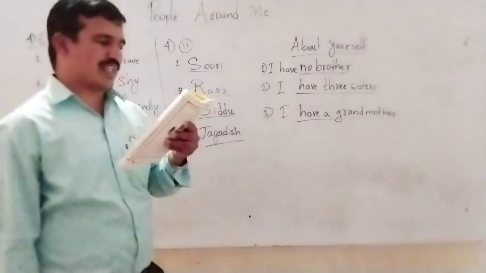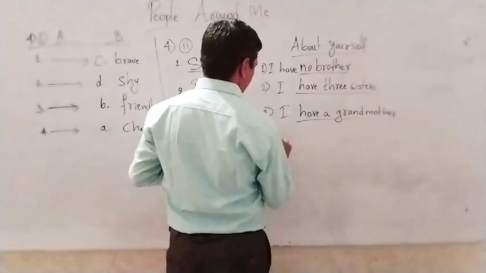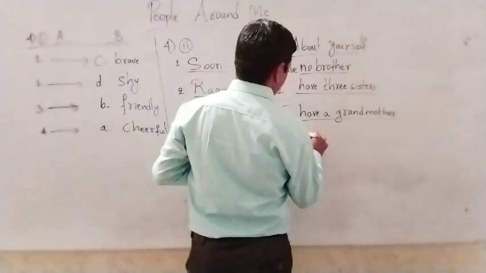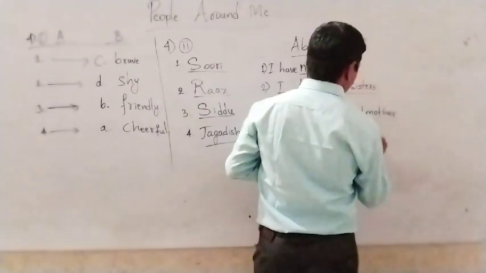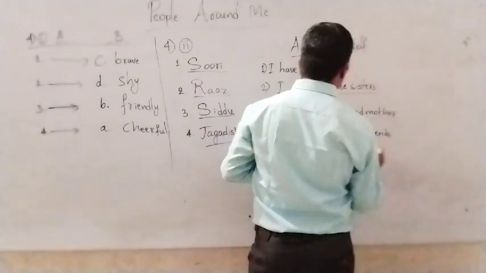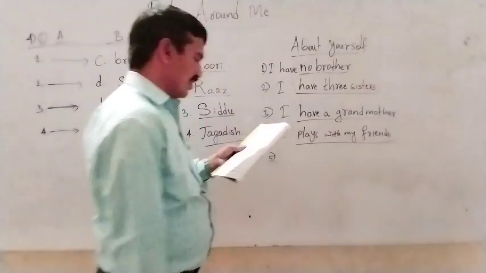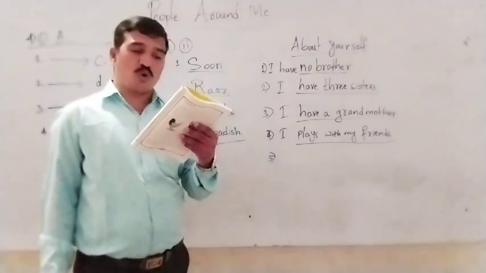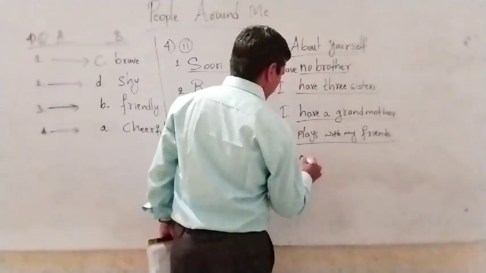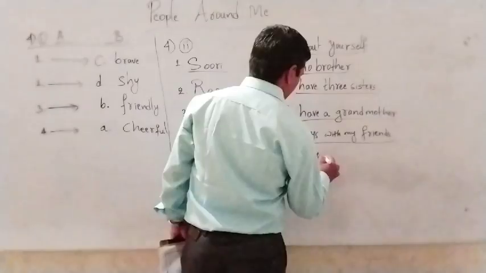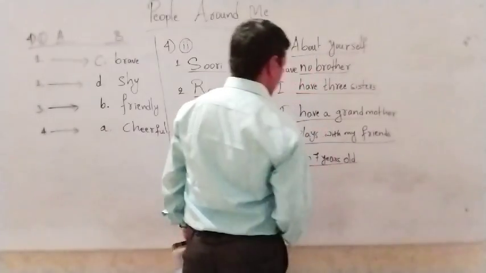Next one, she plays with her brother and sister. I play with my friends. Next, fifth one. She is 6 years old. Now, I am 7 years old.